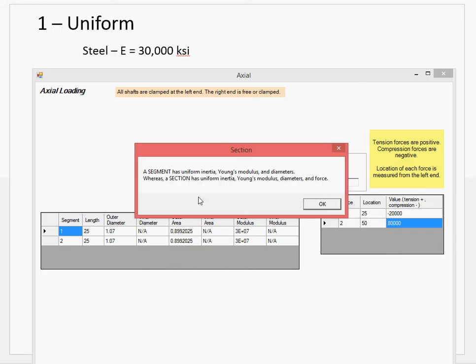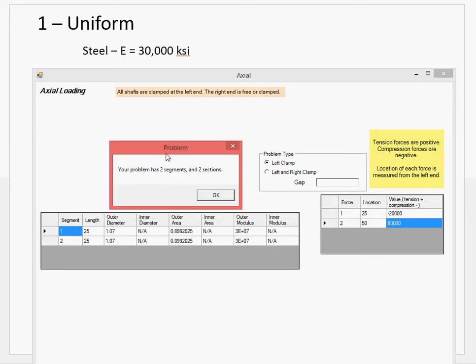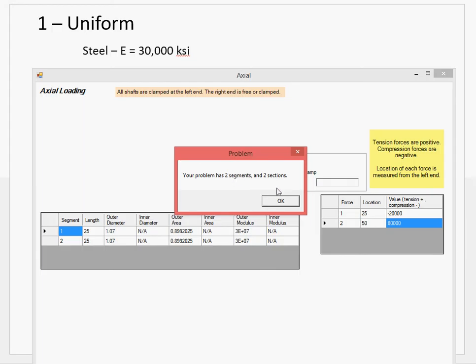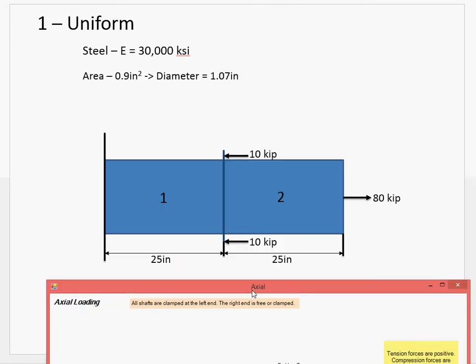This here goes over the difference between segments and sections, where a section has uniform force, has all the same uniforms that a segment will have, but also having uniform force. And this problem has two segments and two sections because both of them line up perfectly.